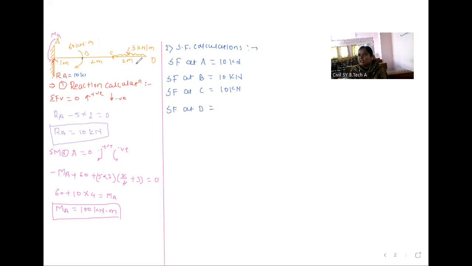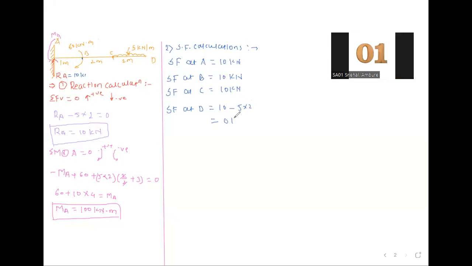You observe here in between C to D, one vertical load is there. So we will consider it here. Up to this C point, the value of shear force is 10. After that, this 5 kilonewton pushes downward, that means it creates anti-clockwise rotation of beam. So minus 5 into 2. Here I have multiplied by 2 because this UDL we have to convert into point load. So shear force at D is equal to plus 10 minus 10, is 0 kilonewton.